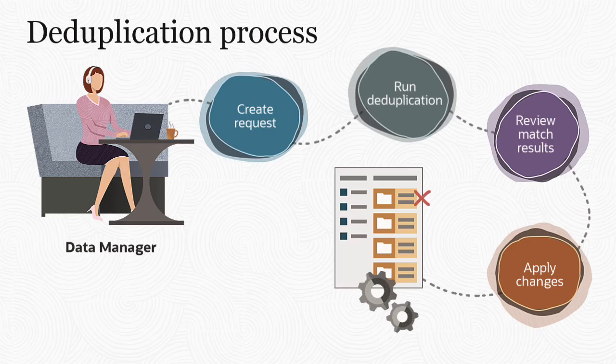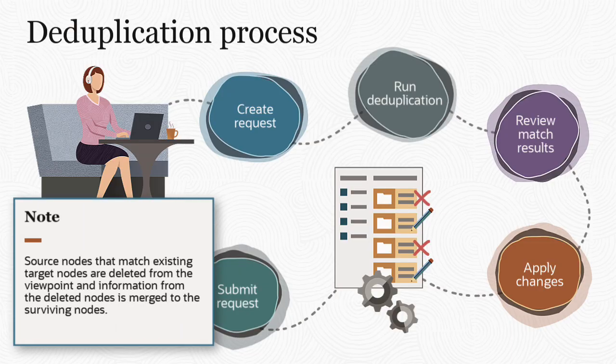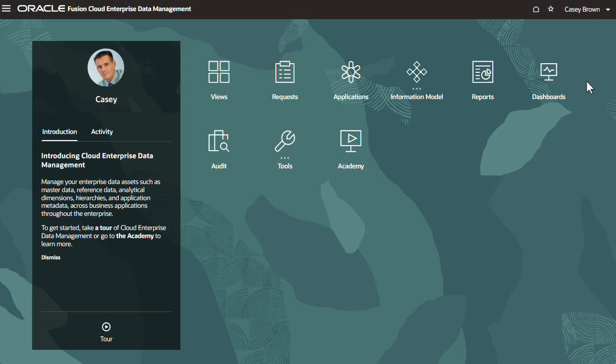Delete actions are added for duplicate nodes, and property insert, update, and move actions are added to the surviving nodes based on the survivorship rules. Finally, the data manager submits the request, which can optionally proceed through an approval process or be immediately committed. The source nodes that match existing target nodes are deleted from the viewpoint, and information from the deleted nodes is merged to the surviving nodes. Let's see how deduplication works.